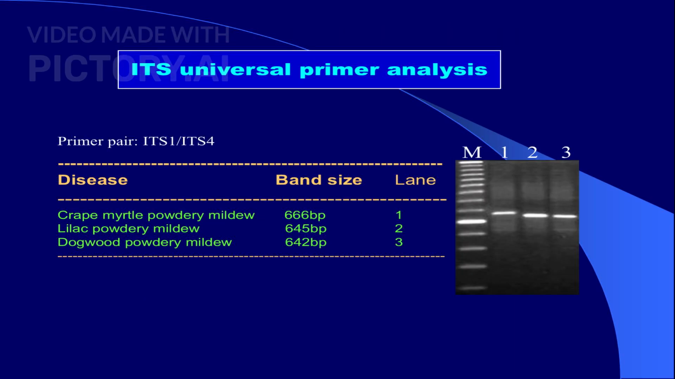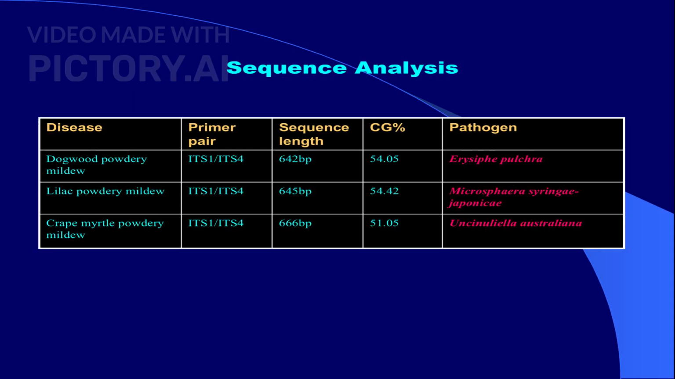The universal primer analysis reveals distinct band sizes for different powdery mildew diseases, indicating successful amplification and providing insights into the genetic makeup of the pathogens. Sequence analysis has identified specific pathogens responsible for powdery mildew diseases, including Erysiphe pulchra and Uncinuliella australiana, based on sequence length and GC%.